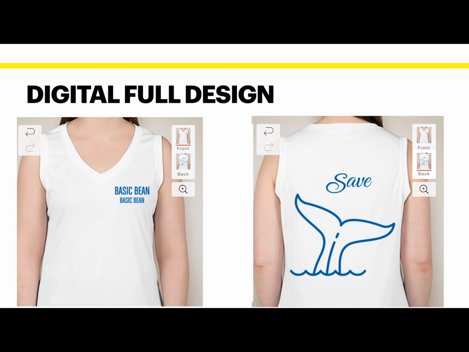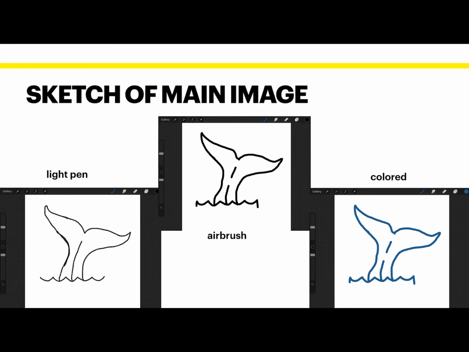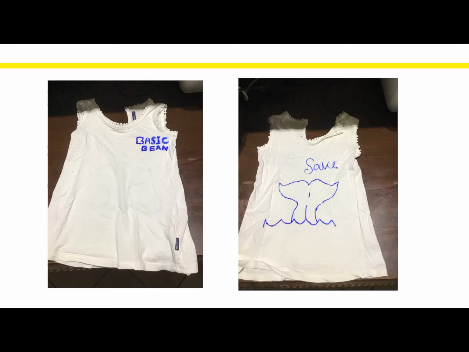For strand 2, I created my final digital design. This is my digital design for my final product, which was made in a Google website. This is a sketch of my main image of my final product. For strand 3, I created my final physical design.